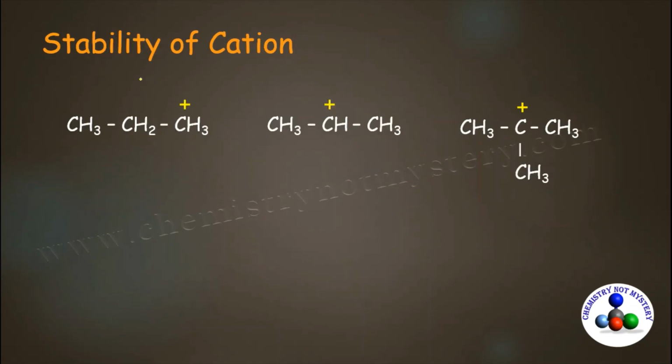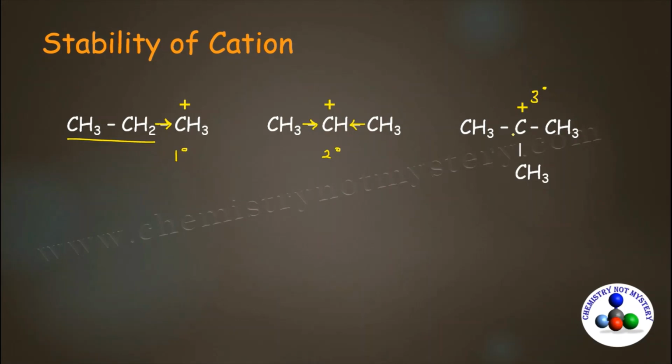So let's compare the stability of the following cations. Here first identify the cation. This cation is primary carbocation, this one is secondary carbocation, and this is the tertiary carbocation. In primary carbocation, this alkyl group shows plus I effect and stabilizes this carbocation. In secondary carbocation, there are two methyl groups that donate electron density through plus I effect.